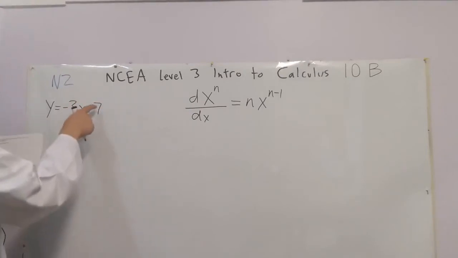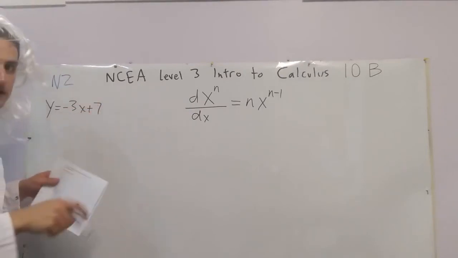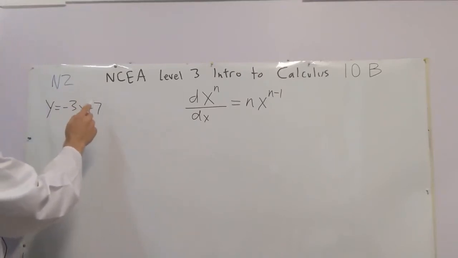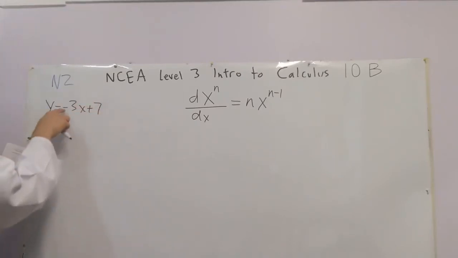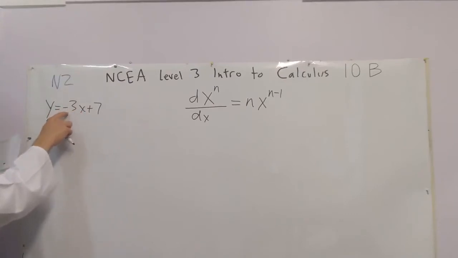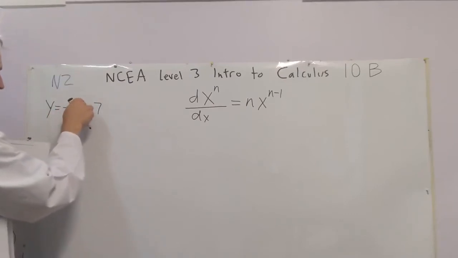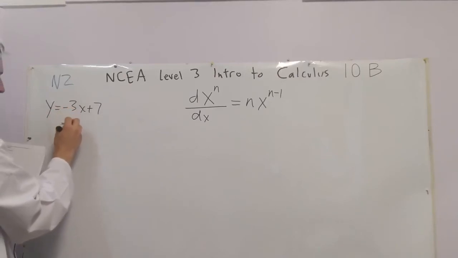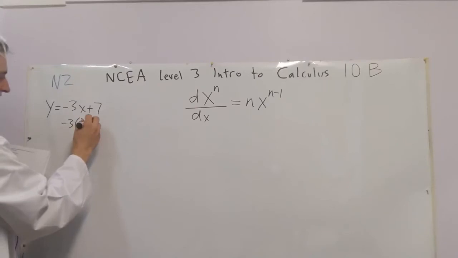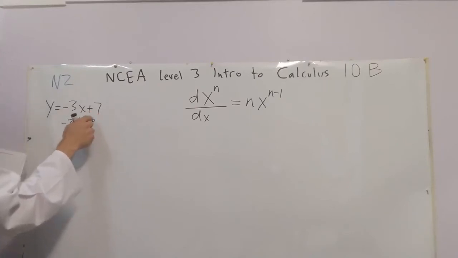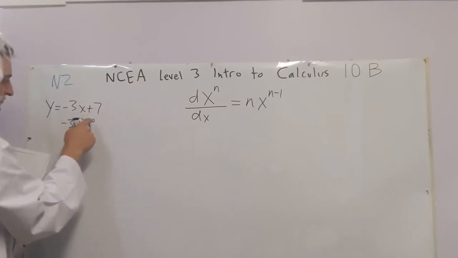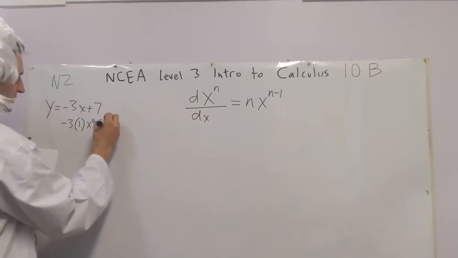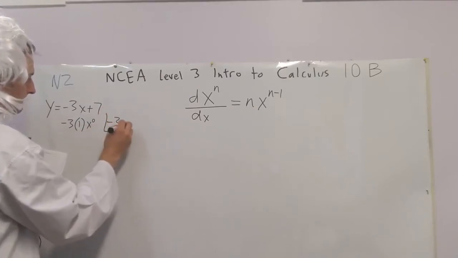The derivative of a constant, so any number, the derivative is 0. Negative 3x, this is negative 3x to the 1. So the 1 comes in front, and this becomes negative 3 times 1 times x to the 0. X to the 0 is 1. This becomes negative 3.